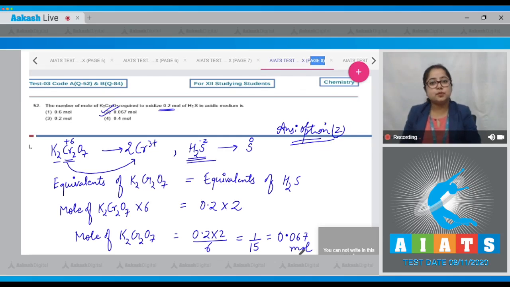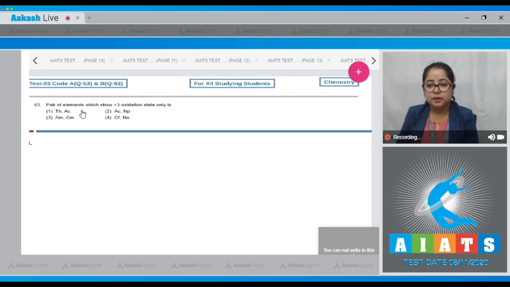Moving to next question, students, which is question number 53. Let's read the question. Pair of elements which show +3 oxidation state only. Option number 1, thorium, actinium. Option number 2, actinium, neptunium. Option number 3, americium, curium. Option number 4, californium, nobelium.